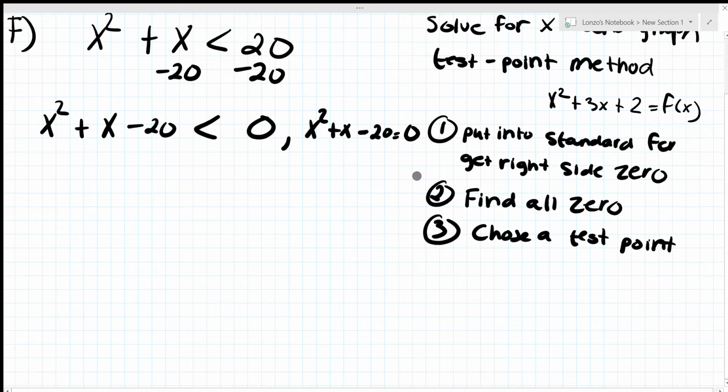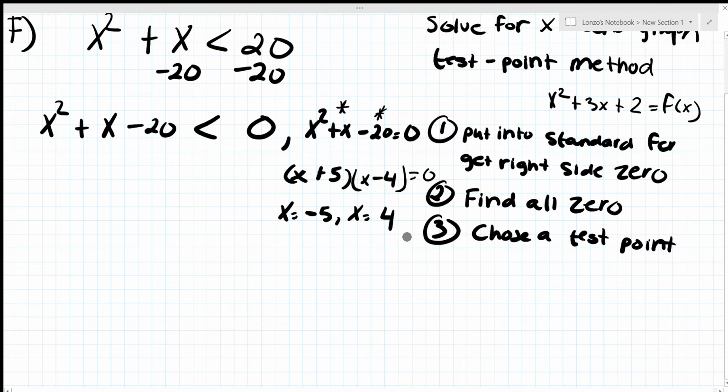So the next step is find all zeros. For the equation form, I'm just going to factor and then solve for x. We need to find two numbers that multiply to negative 20 and add to positive 1. I'm going to use positive 5 and negative 4, because 5 times negative 4 is negative 20, and 5 plus negative 4 is positive 1. This is simple factoring, and when you solve for x, you get x equals negative 5 and x equals positive 4.